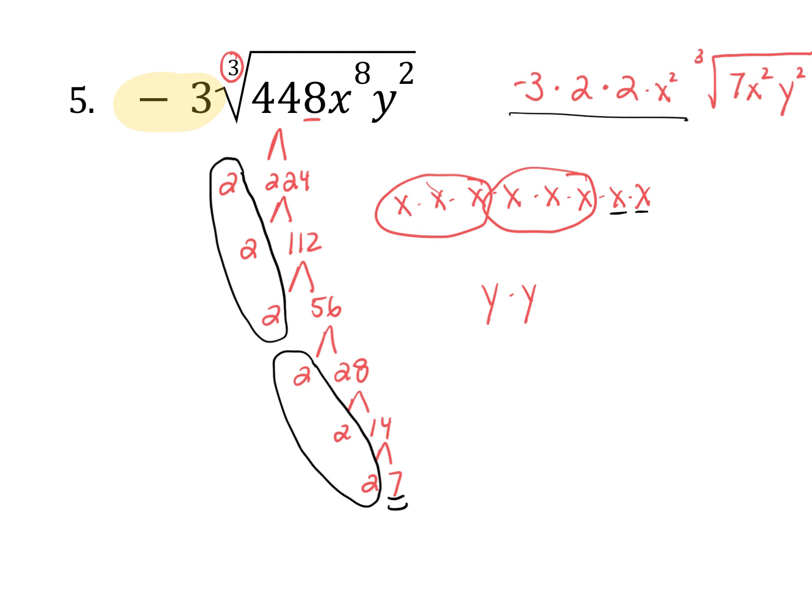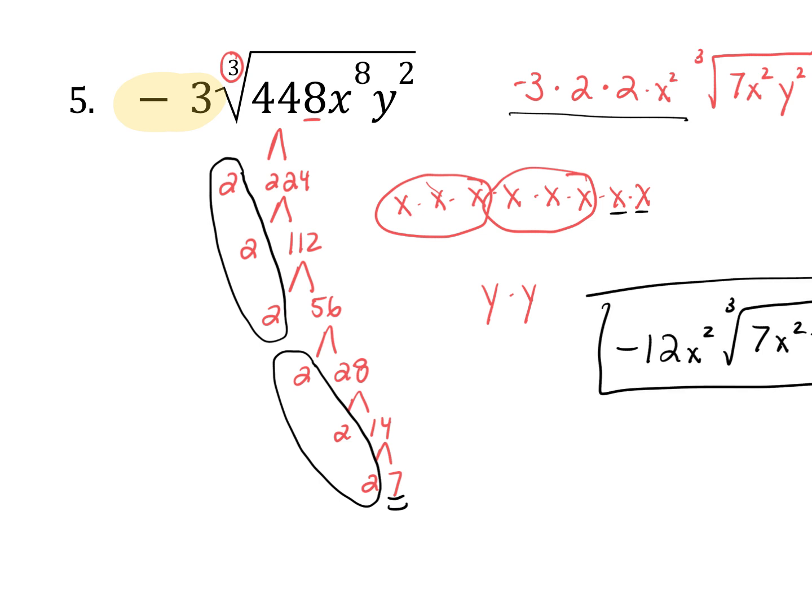Let's simplify this first, and I have -3 times 2 is -6 times 2 is -12 X squared cube root of 7X squared Y squared. All right, that was a really long one, but if you followed through that and were able to see how we did that, then I think you guys are doing awesome and great.